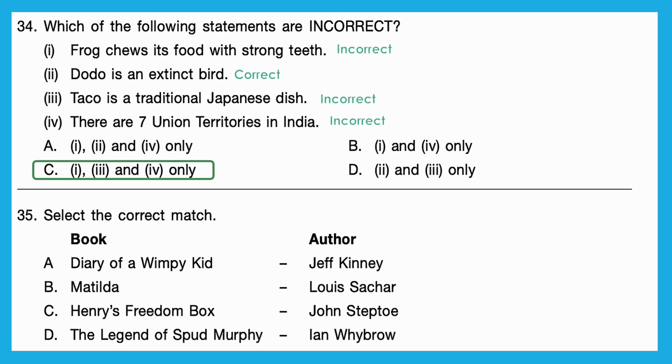Question 35. Select the correct match. We have books and their authors. We have to see which is the right match. A. Diary of a Wimpy Kid. Author Jeff Kinney. And we already got our answer because that is absolutely right. So A is the right answer. But let's see the others also. B. Matilda. This is incorrect because the author is Roald Dahl. C. Henry's Freedom Box. This is also incorrect. The author is Ellen. And D. The Legend of Spud Murphy. The author is Colfer. So the only correct option is A.